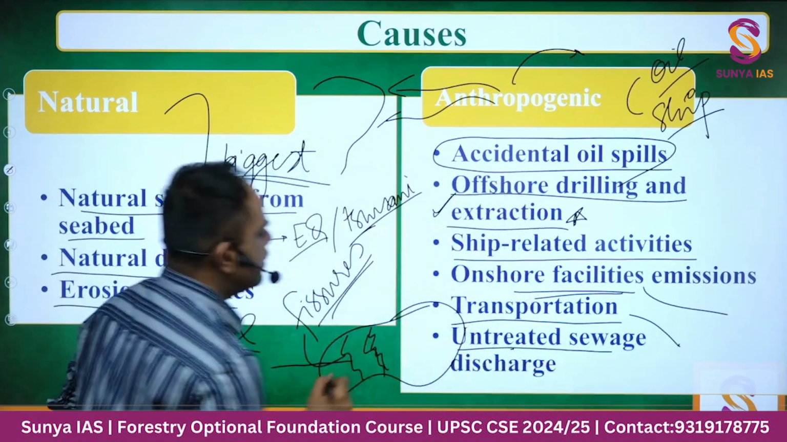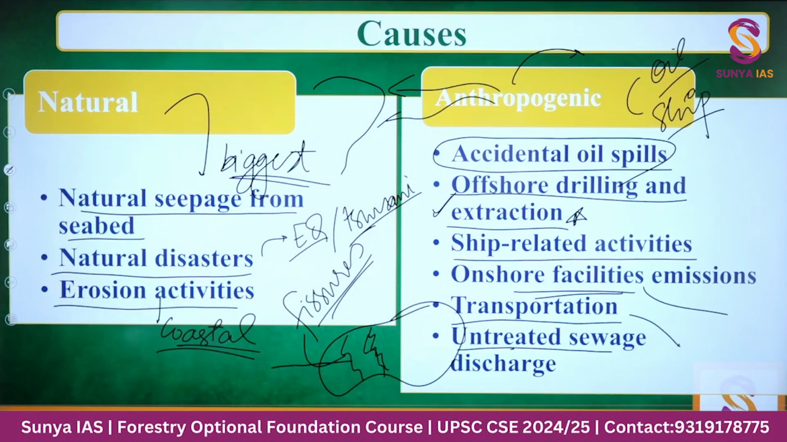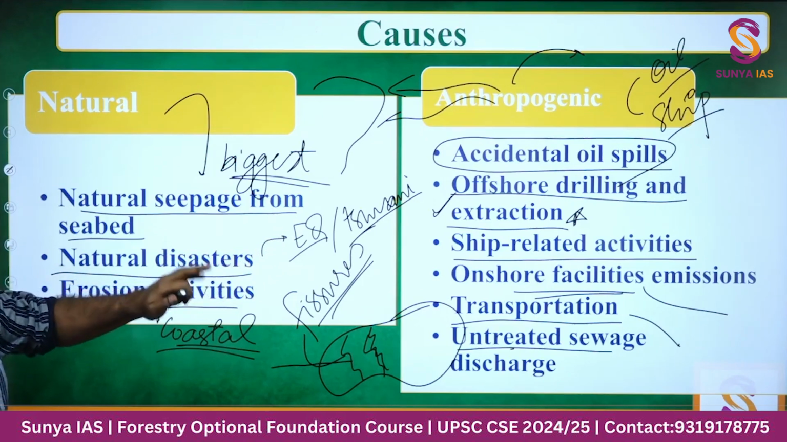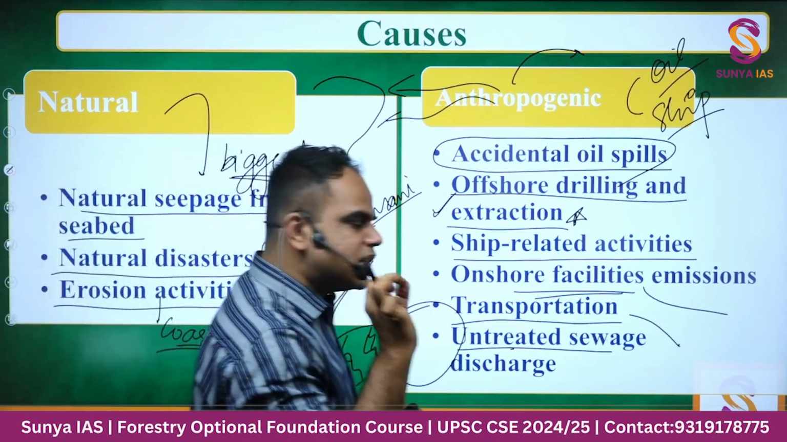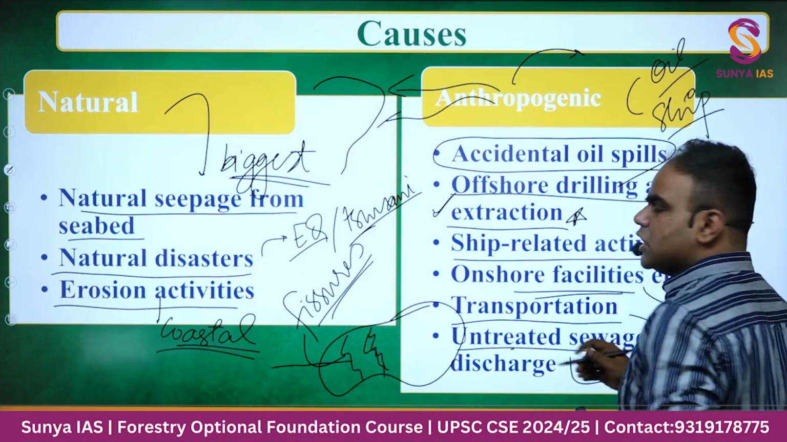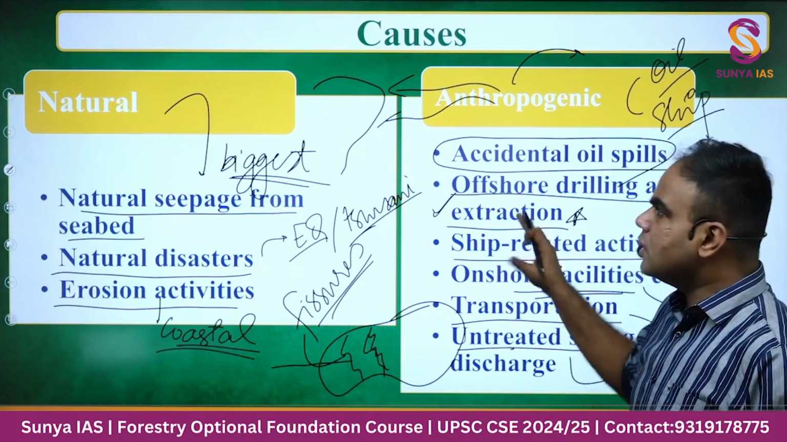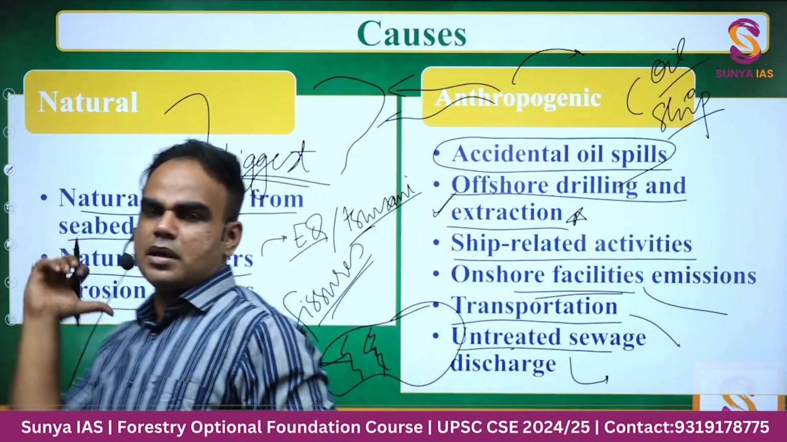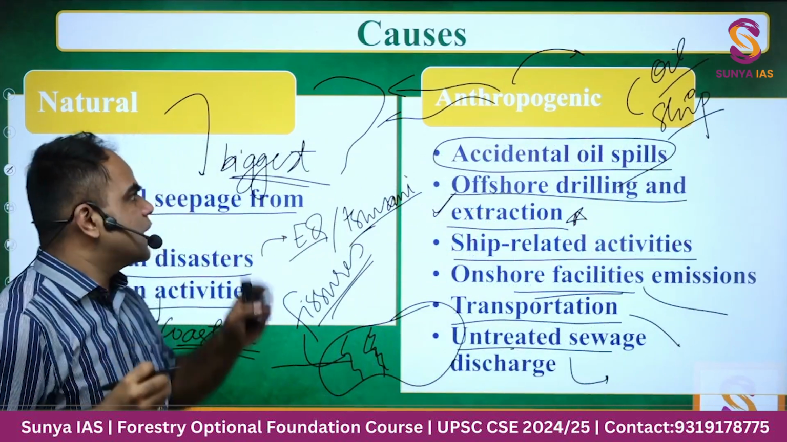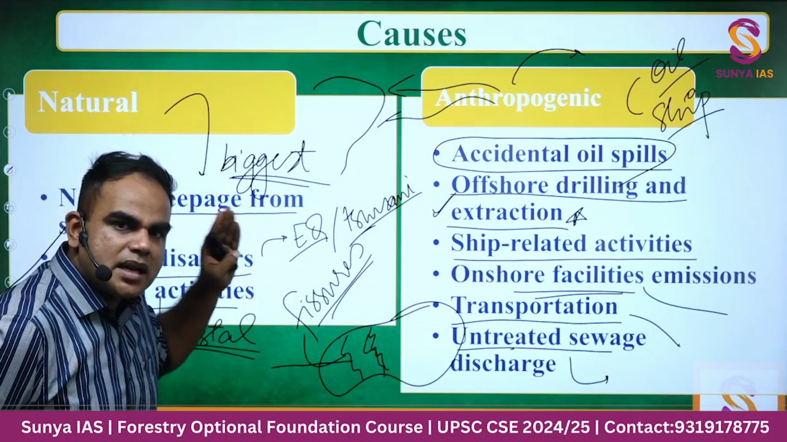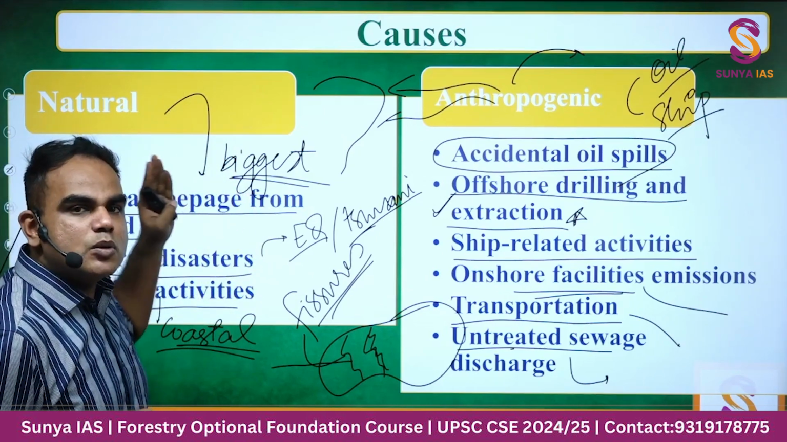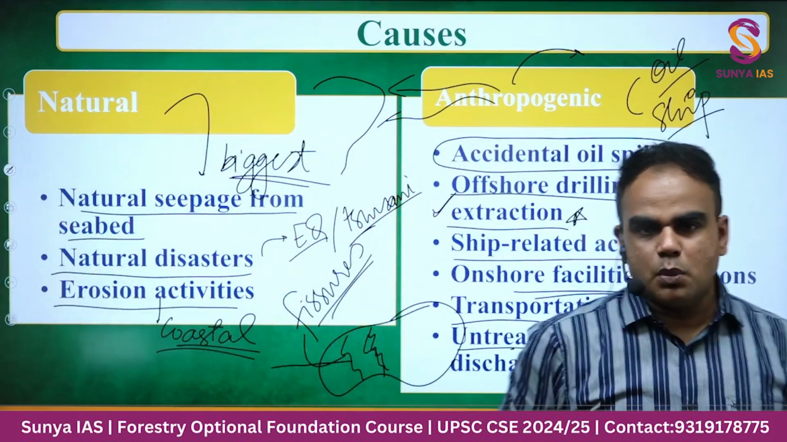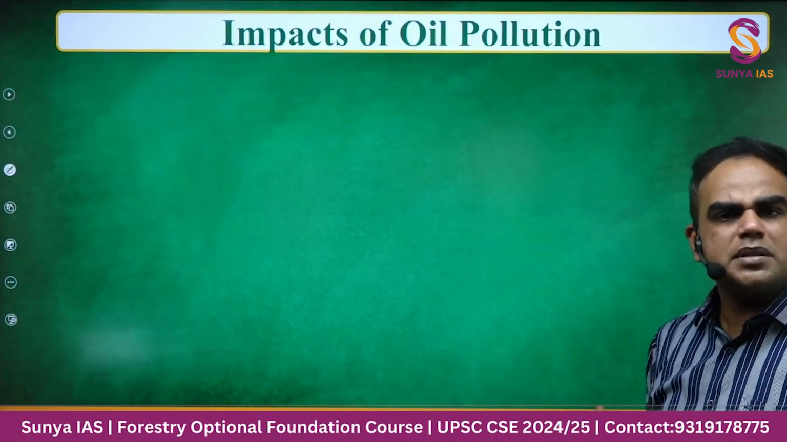And finally, a lot of untreated sewage. If there is untreated sewage, and if this is not sufficiently treated, it can also lead to problems. So this is a list of the possible causes of the oil spills. Again, please make sure that whenever you write an answer in mains, try to segregate it into natural as well as anthropogenic. Okay, moving forward, we have understood the causes.